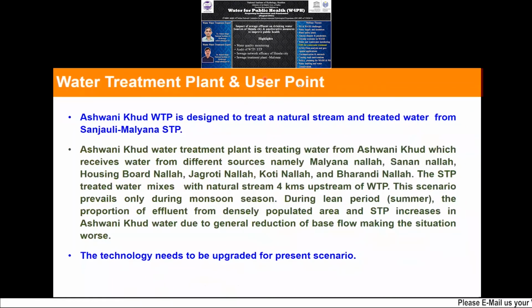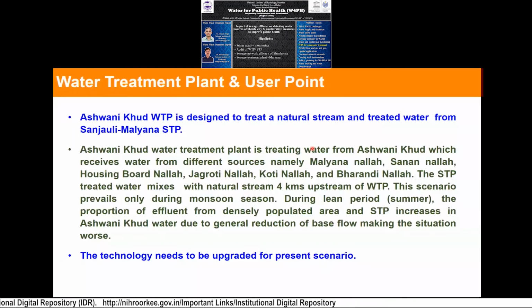What we concluded from this is that the Aswini Khad WTP is designed to treat a natural stream, which should have just a little bit of organics and suspended solids, and very little amount of coliforms. But over a period of time, because of change in land use, a lot of sewage is coming into the stream, which needs to be treated by a treatment scheme that is supposed to just remove suspended solids from the water. The situation has become worse, and therefore the technology needs to be upgraded for the present scenario. We also suggested what technology is suitable for that, which I will be discussing later on.